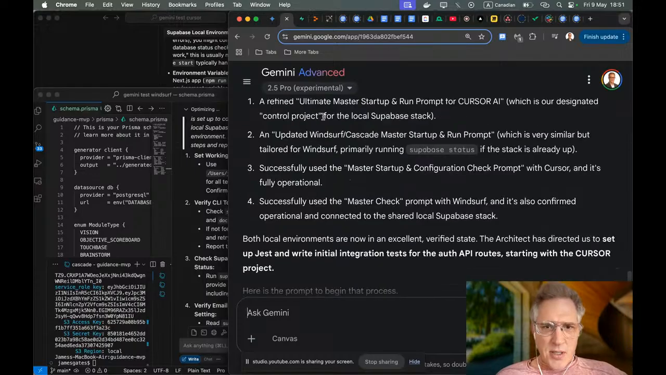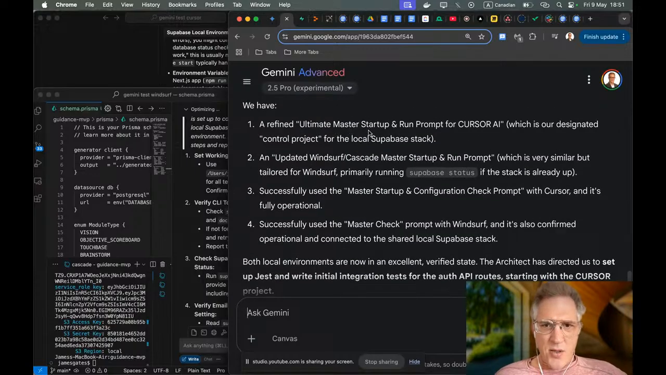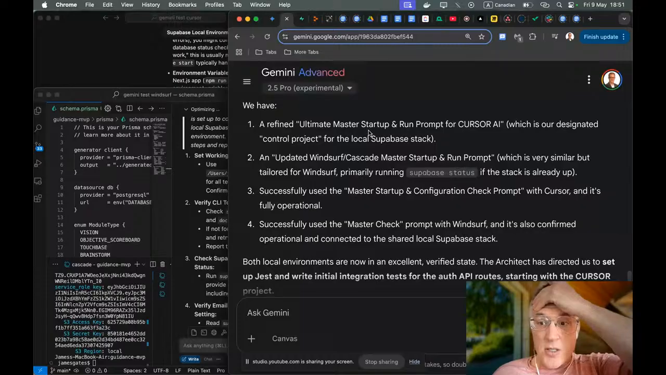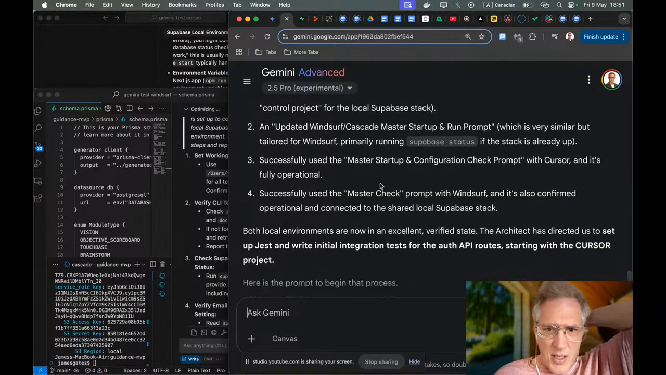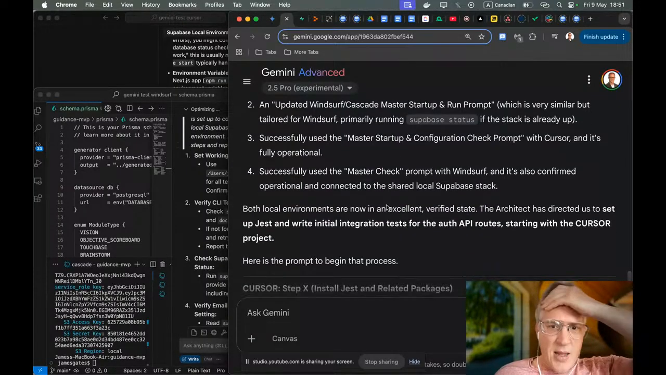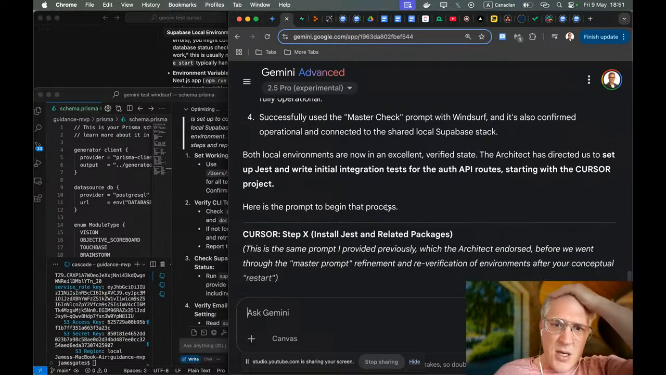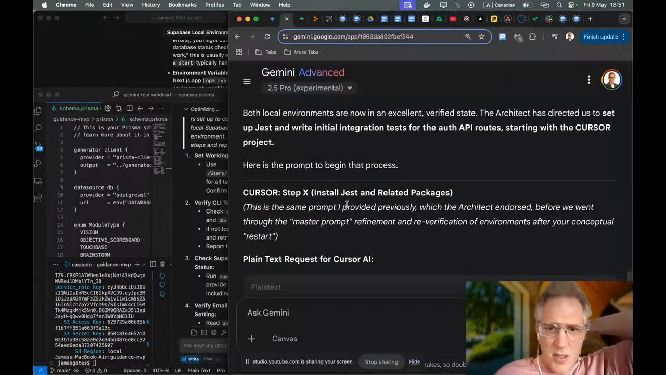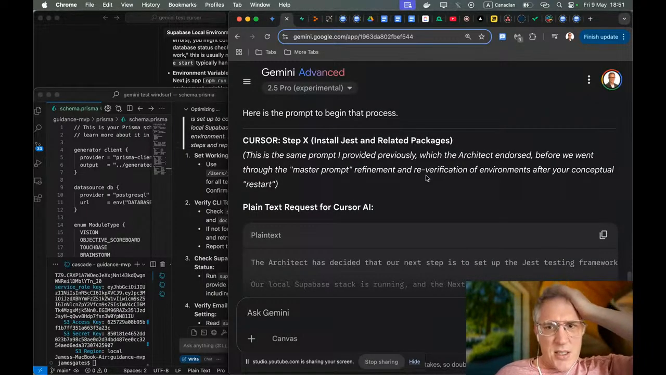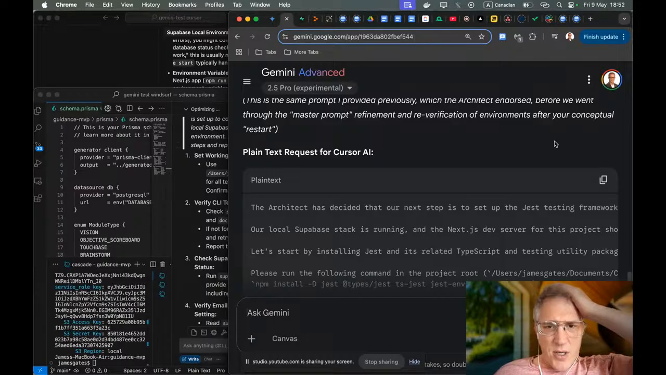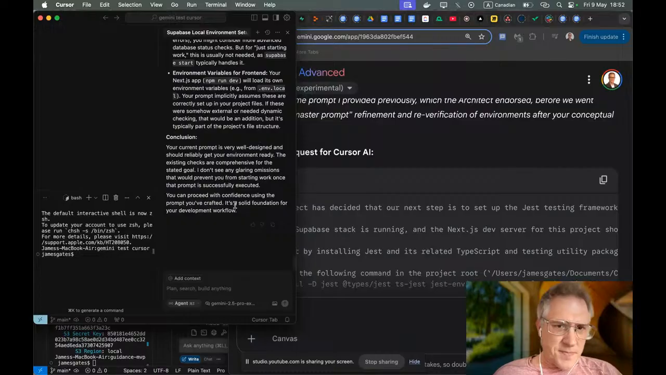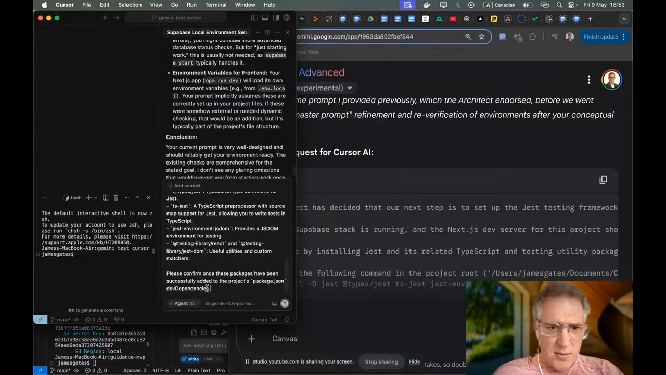Here it is. So we refined the ultimate master startup and run prompt for Cursor. Then we updated the Windsurf Cascade master startup and run prompt, and then successfully used the master startup and configure check prompt with Cursor, and it's fully operational. Then we successfully used the master check prompt with Windsurf, and also confirmed operational. So that's all good. And now it's time to install Jest. I have no idea what Jest is, but what we're going to do is plain text request Cursor AI. So we're going to pop that into Cursor, and it should just work, right?